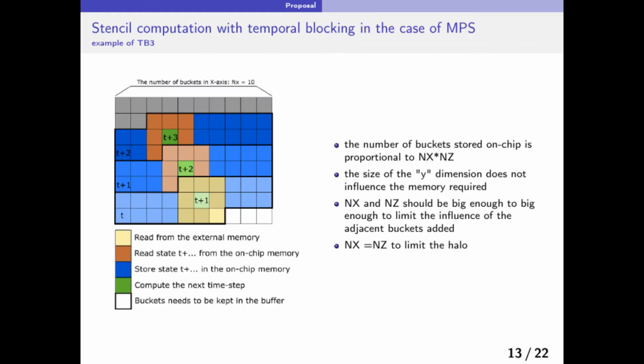As a result, the buffer used for temporal blocking spans one more plane than the regular stencil computation, increasing the memory requirement. And these planes are required to be kept in on-chip memory. The size of the halo depends on the degree of temporal blocking.